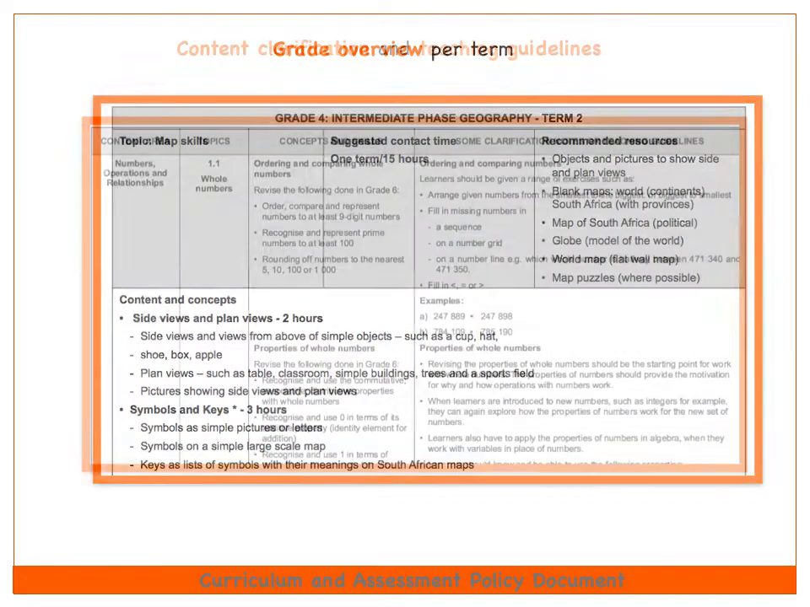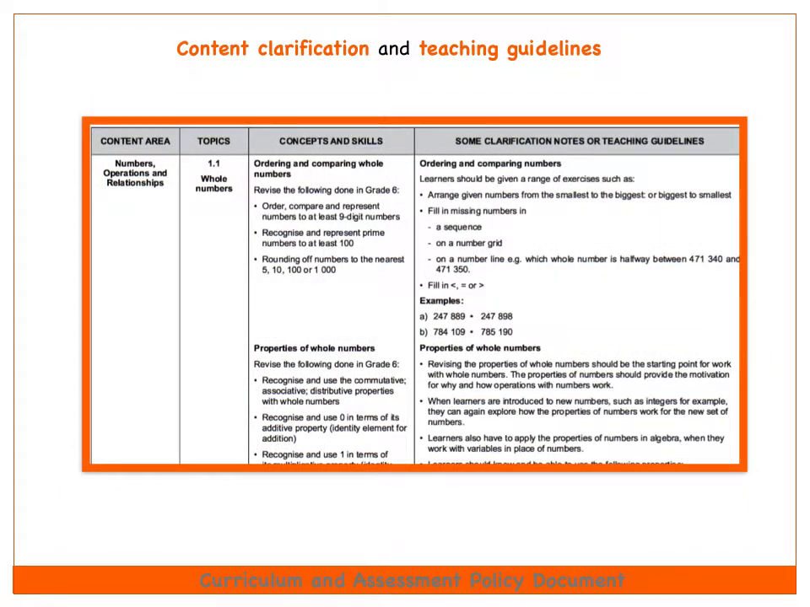In each CAPS document, there should be some form of content clarification and teaching guidelines. Some content is more clarified than others. So for example, in this example is maths. You've got numbers, operations, and relationships, and it really goes into detail as to exactly what concepts and skills should be taught and ideas of how to actually teach the subject. Now, not all subjects give you that.